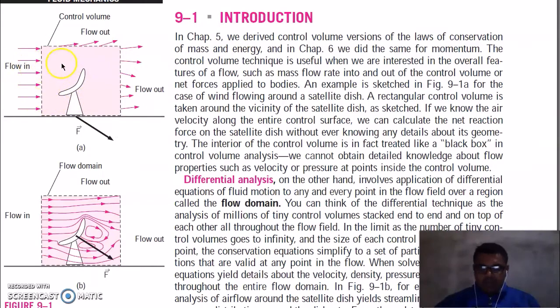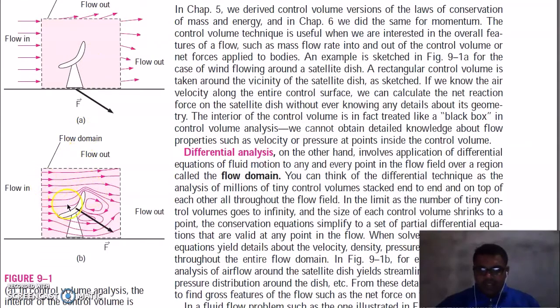So the fluid is flowing. So we have to select a control volume. This is flow into the control volume. This is flow out. So in the case of wind flowing around a satellite dish, a rectangular control volume is taken around the vicinity of the satellite dish as sketched. If we know the air velocity along the entire control surface, we can calculate the net reaction force on the satellite dish. That is, this is your reaction force here.